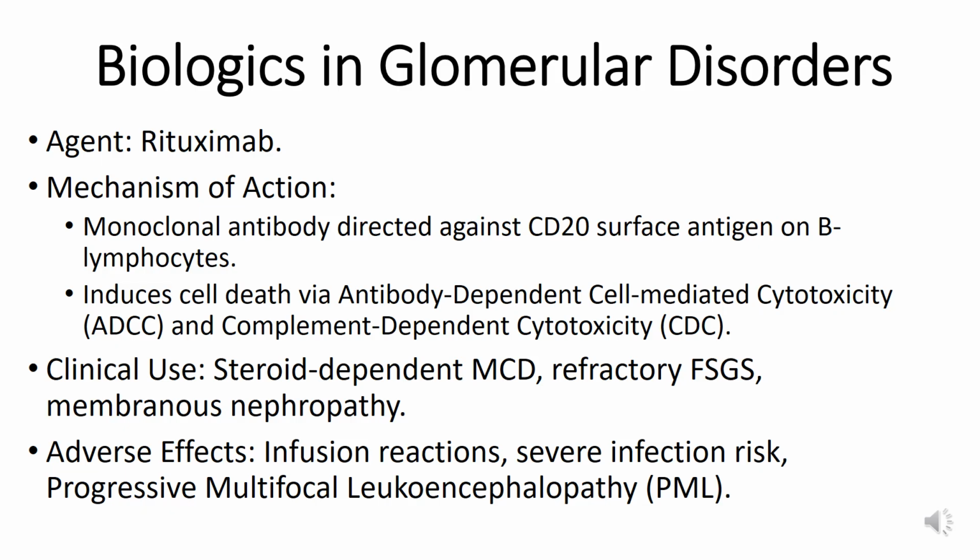Rituximab represents a major advance in the treatment of glomerular disorders. By selectively targeting B cells, it offers a more precise approach to immunosuppression. This targeted strategy has improved outcomes for many patients with difficult-to-treat kidney diseases.